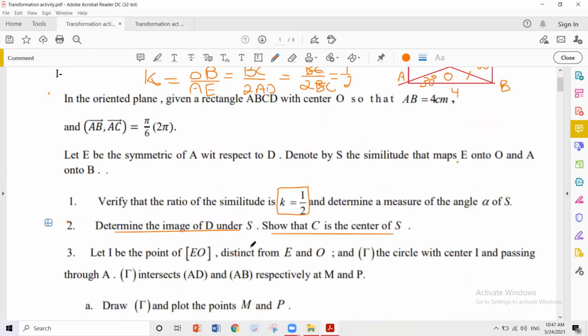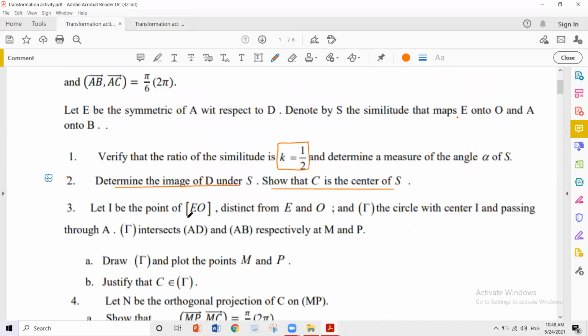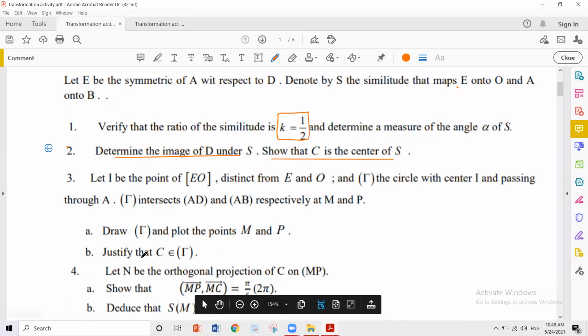This circle cuts AD and AB at M and P. This circle cuts AB at P and AD at M. Draw the figure and plot M and P. Part B, justify why C belongs to gamma.